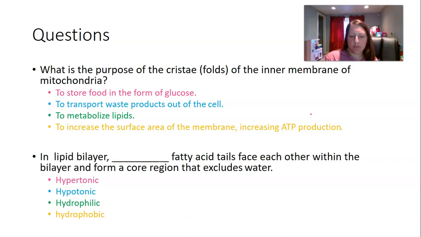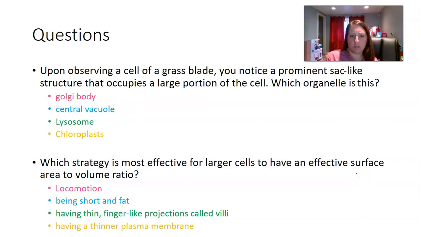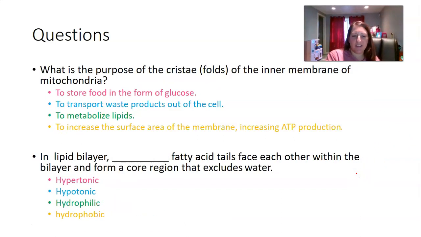So hopefully you answered the yellowy orange, right? They're there to increase surface area. Okay, last question, I believe. Nope, there's more. I forgot I put more in here.